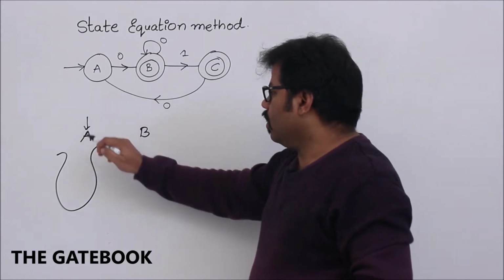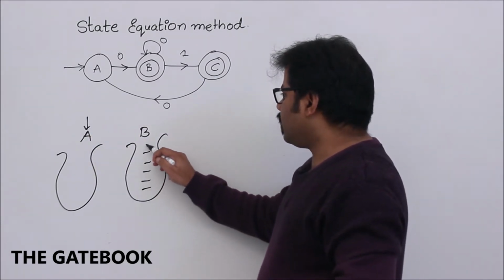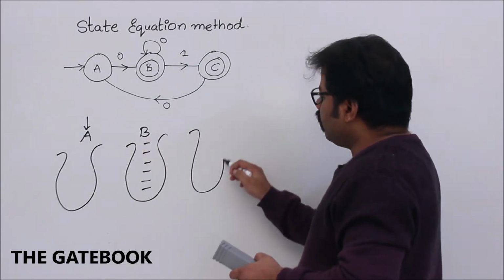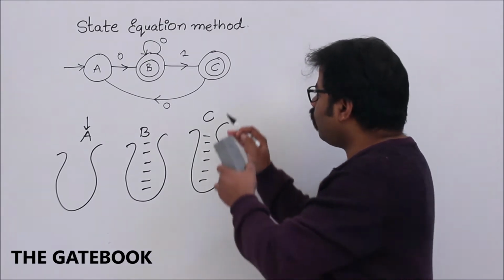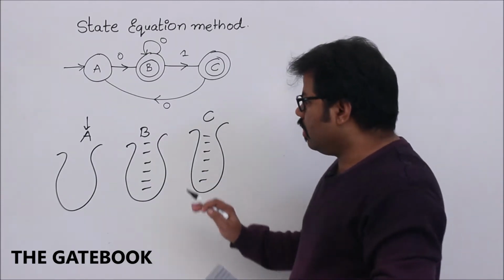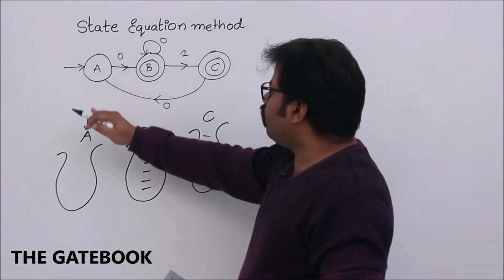So this A represents the collection of strings on which we go to a final state if we start at A. Similarly, B represents the set of strings on which we go to a final state if I start at state B. Similarly, C is nothing but the collection of strings on which we can go to some final state when we start at C.